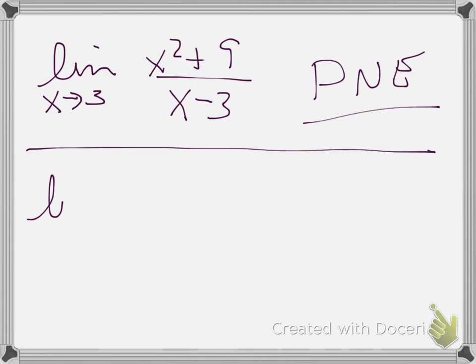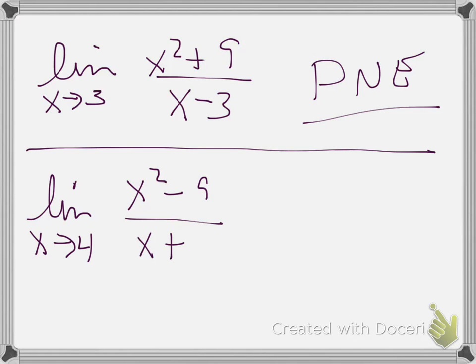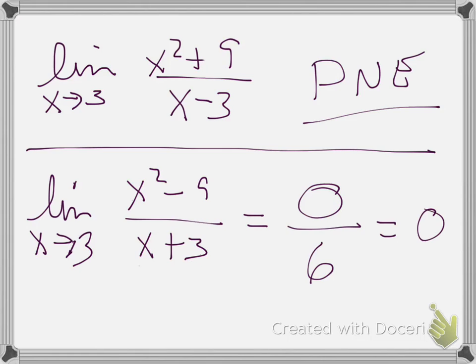Another one, don't let this one confuse you: the limit as x approaches 4 of x squared minus 9 over x plus 3. I don't want a 4 down here, I want a 3 right there. Realize that this is 0. 3 squared minus 9 is 0, 3 plus 3 is 6, and 0 over 6 is still 0.